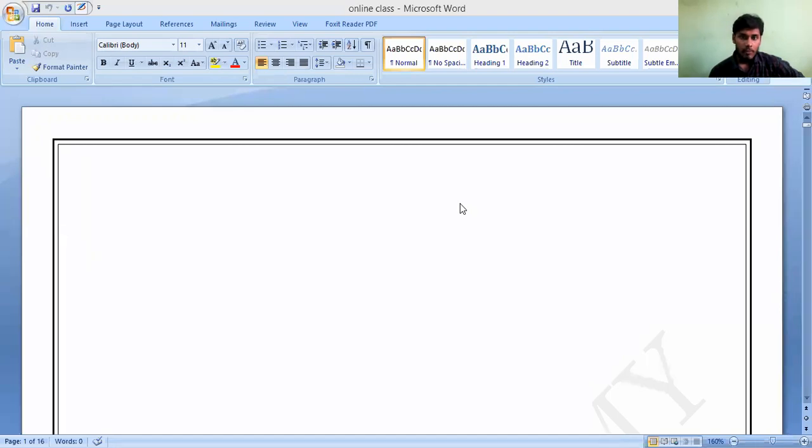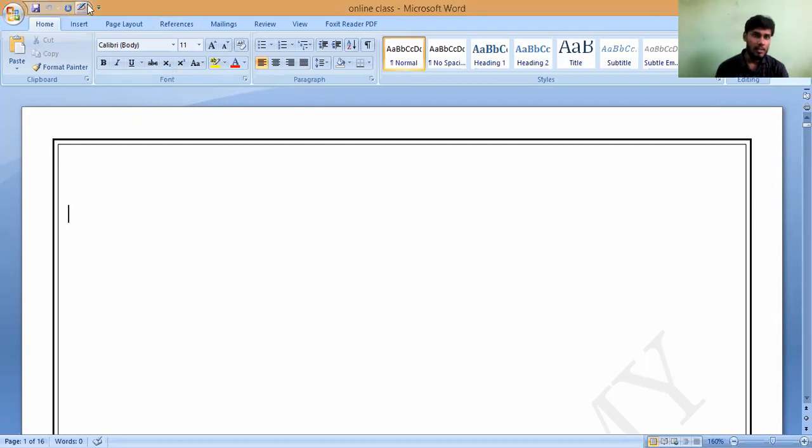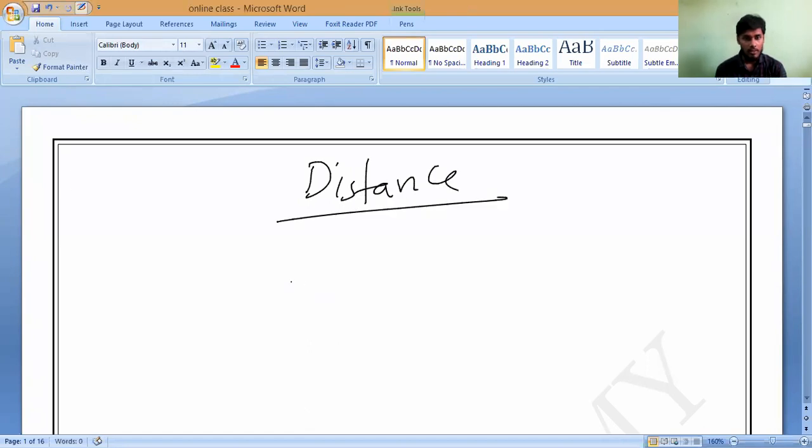Narayan? In the last class, we studied what distance is. If you consider this is one point and this is another point, the length of the space between these two points is called distance. This is what we have studied.